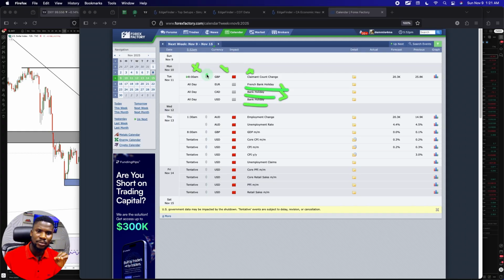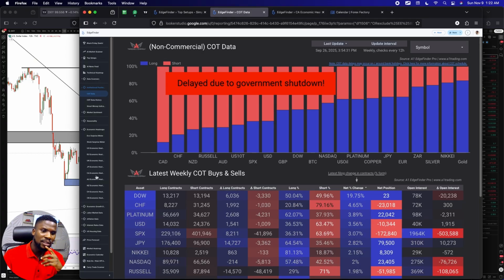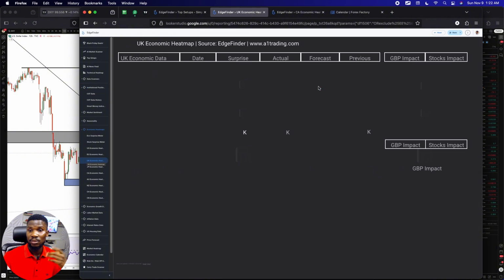However, on the same Tuesday at 8 a.m. in the United Kingdom, there is jobless claims. It's expected to drop lower than previous, which is very good, considering what we've seen so far in the United Kingdom economy. So let's quickly take a look at the UK economic heat map.